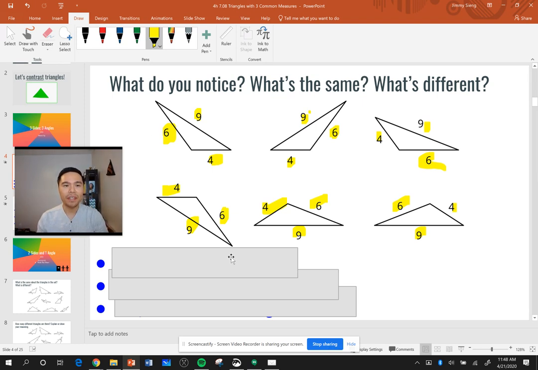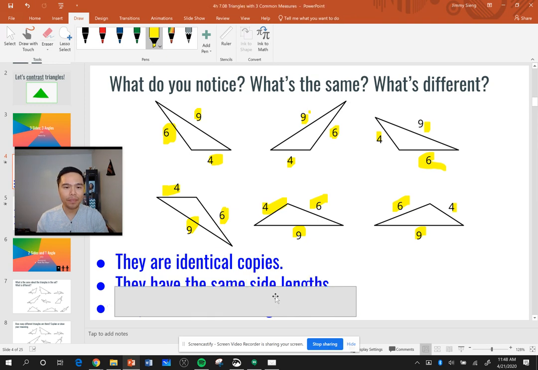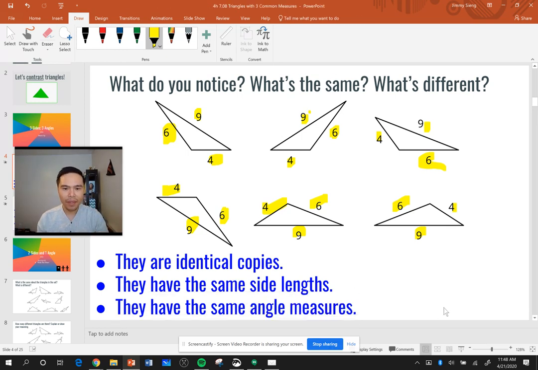Here are some other details that we'll notice with our warm-up today. So we can see that they're identical copies. They have the same side lengths. So remember that 6, 4, 9 that I was talking about? Looks like those all have the same sides. And they have the same angle measures. Remember, an angle is going to be these particular parts right here, right? So we can say that all these have the same angle measures, but what's going on is maybe some of them are being rotated, flipped around, moved around, right? They all should be the same.